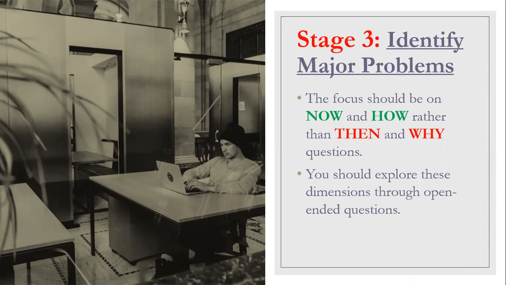Stage 3, identify major problems. The focus should be on now and how, rather than then and why questions. You should explore these dimensions through open-ended questions. Examples of open-ended questions that you can ask are, when did this event take place? Or you can ask, what situation or event led you to seek help at this time?